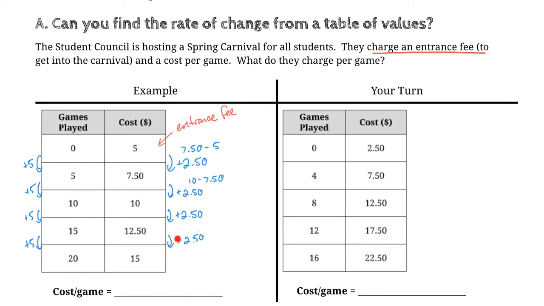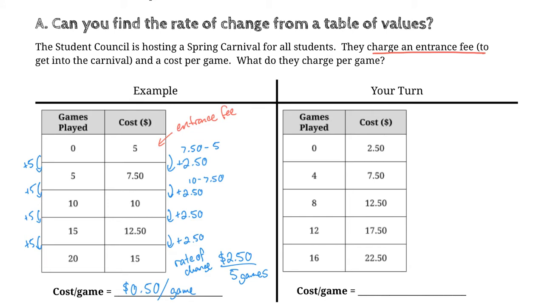And what that means is that it costs $2.50 for 5 games. So that essentially is our rate of change. So it costs $2.50 to play 5 games. That means every 5 games you play, the cost increases by $2.50. And we would want to simplify that to find out how much it costs for 1 game. So we can just do this calculation, 2.50 divided by 5. And when you do that calculation, you're going to get that it costs 50 cents for 1 game.